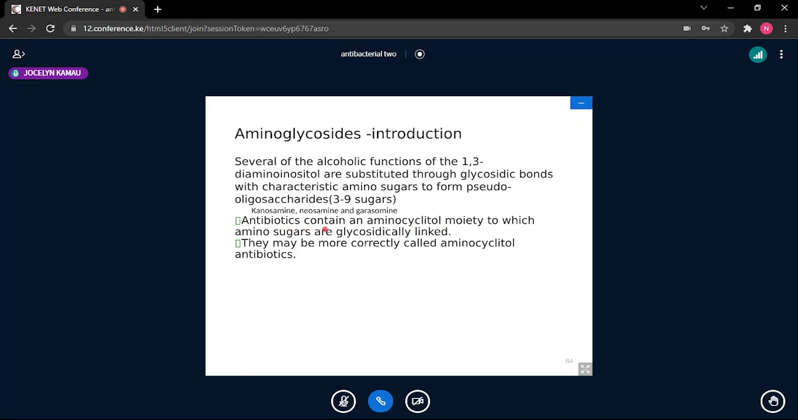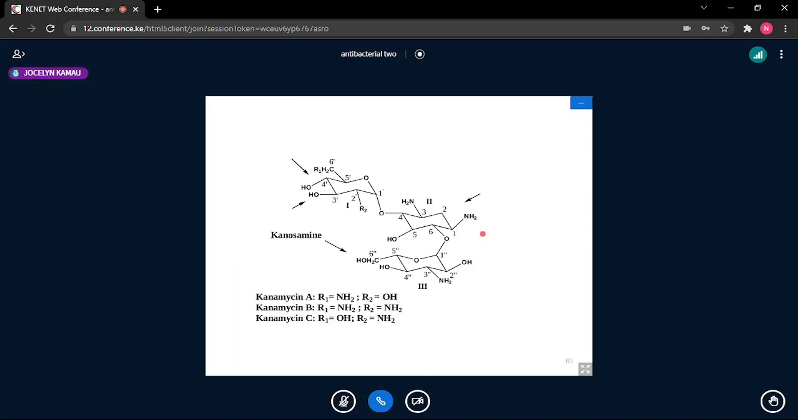We are saying they are antibiotics containing an aminocyclitol, which is a cyclohexane ring substituted at specific positions with amino derivatives, and of course also with hydroxyl groups, to which amino sugars are glycosidically linked. They may be more correctly called aminocyclitol antibiotics. So I hope you can explain why we are saying these aminoglycosides can also be known as aminocyclitol antibiotics.